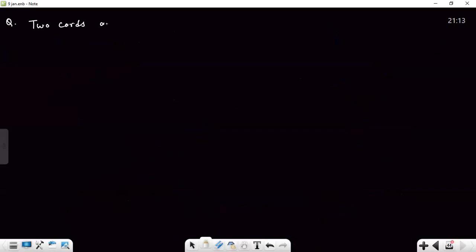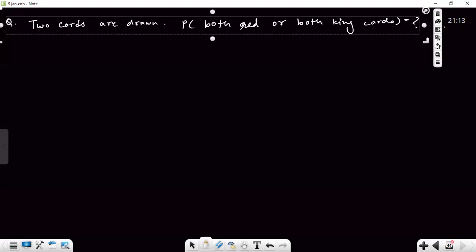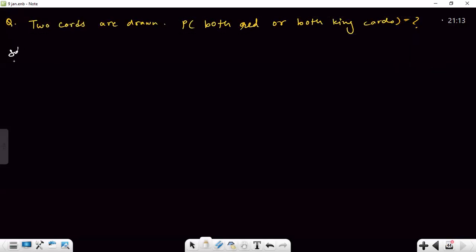Two cards are drawn from a pack of 52 cards. We have to find the probability of getting both red cards or both king cards. This is what we have to find out. Okay, so let's solve. Two cards are drawn from a pack of 52 cards. We have to find out the probability of both cards being red or both cards being king cards.